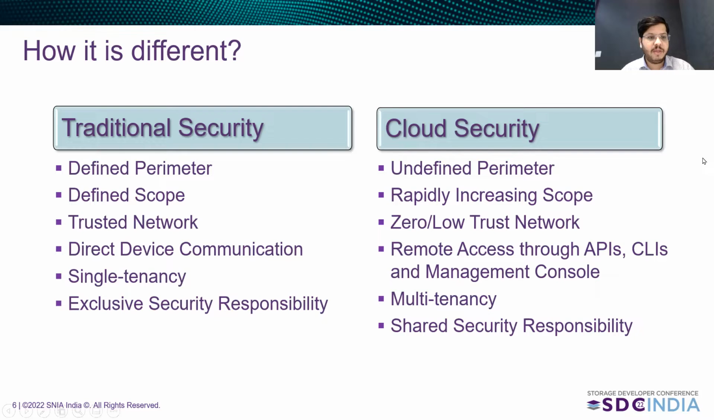In the cloud, we have an undefined perimeter, and the scope of the cloud is rapidly increasing. So we can say it is a zero or low trust network. In the case of cloud, we always have a management plane interface, which is used to manage our cloud infrastructure and applications. Instead of controlling the data center configuration with boxes and wires, it is now controlled with an API or web console.